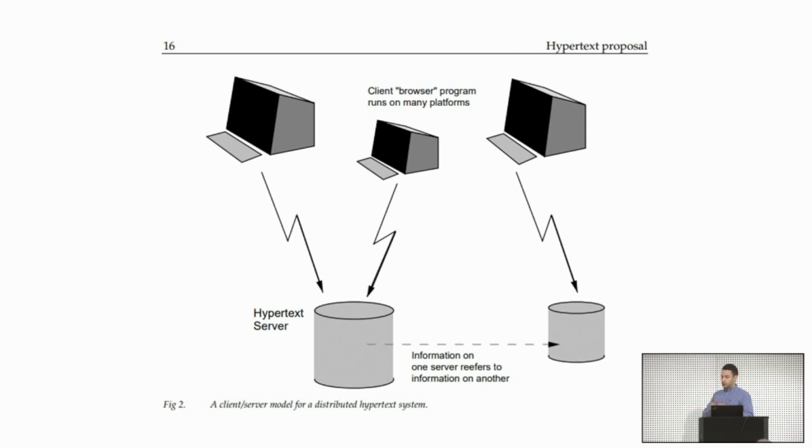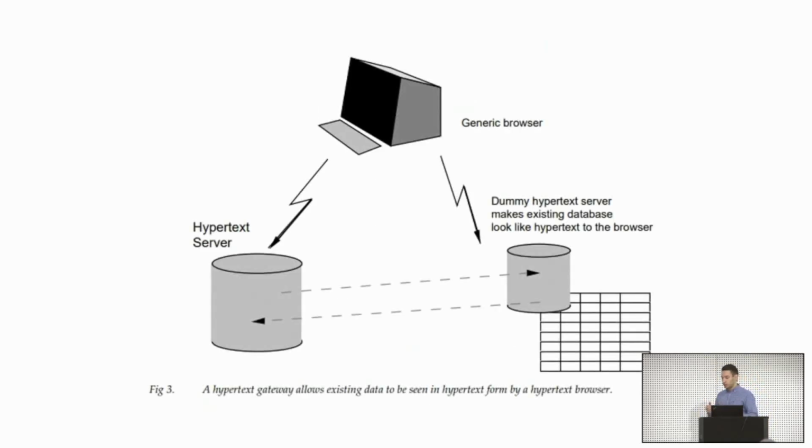So he proposes that we'll have client devices, or the so-called browsers, and we'll have server devices, or the so-called hypertext servers. Not only that, servers would be able to communicate with other servers. Not only that, he's the first person who comes up with the idea of the modern server-side rendered application. What I mean here is that, let's read what it says on the slide. Dummy hypertext server makes existing database look like hypertext to the browser.